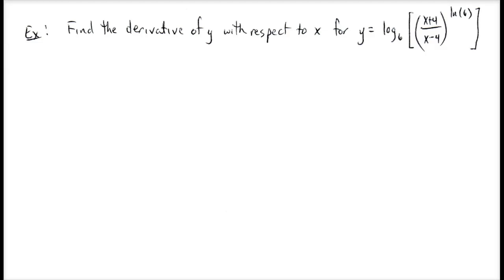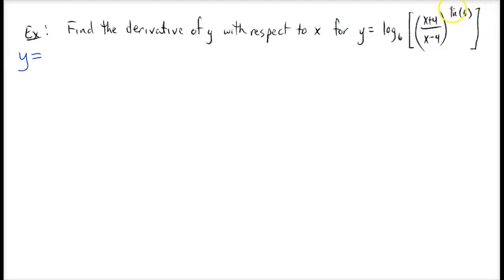So looking at our next example, we want to take the derivative of y with respect to x for our function, which is log base 6 of x plus 4 divided by x minus 4, all that raised to the natural log of 6 power. And so if we look here, again, you'll see that we have a function written logarithmically, and inside of it, we can actually use our logarithm properties to rewrite how it looks. So that's actually what we're going to do first, to try to make doing the derivative of each term easier.